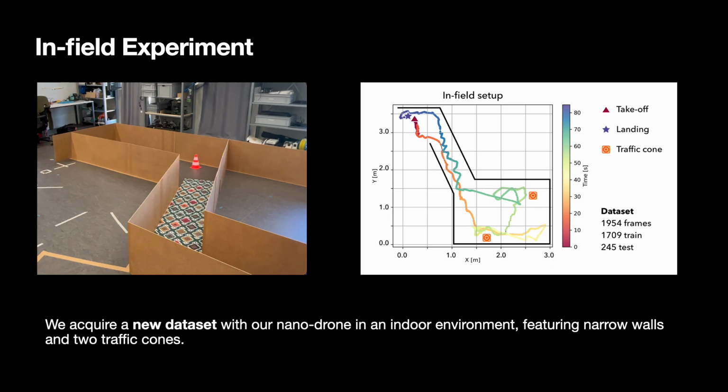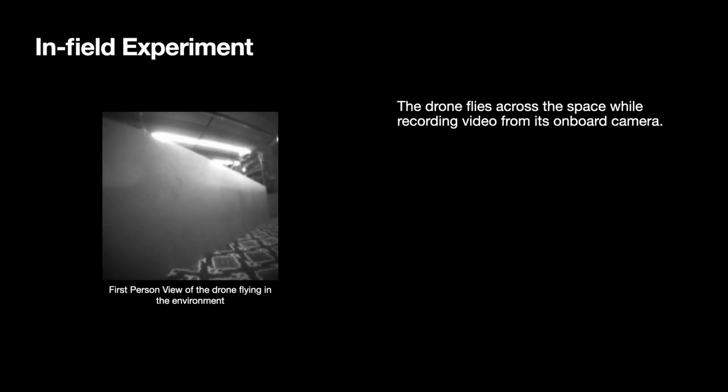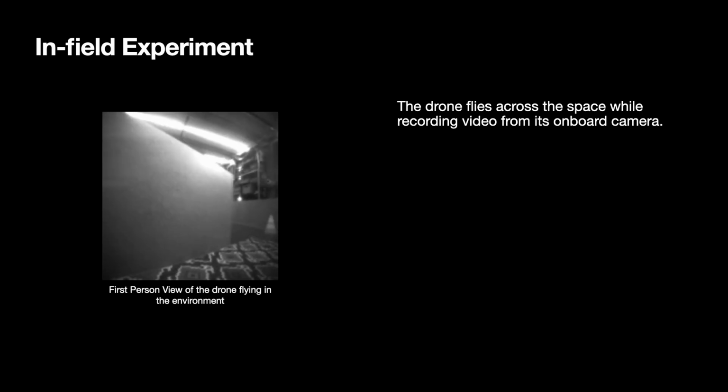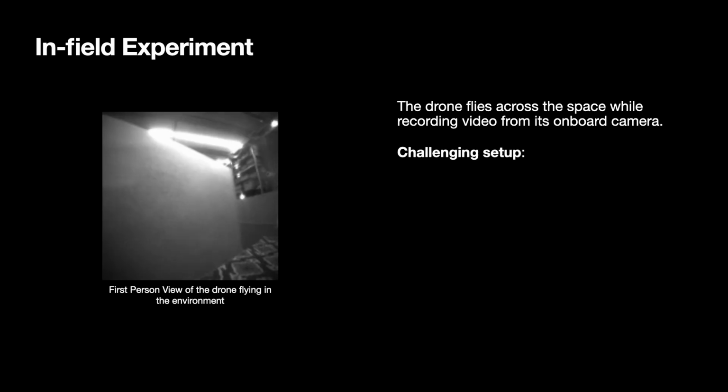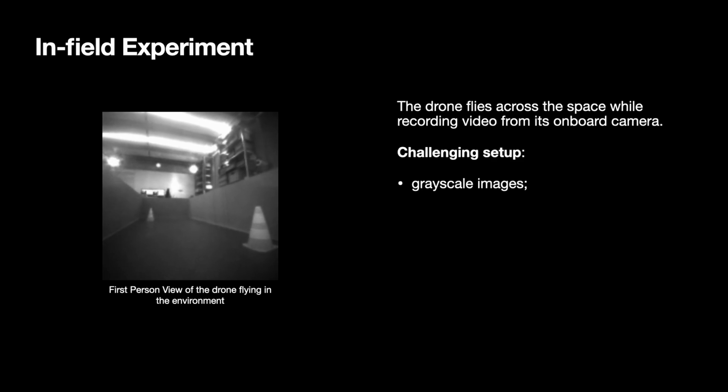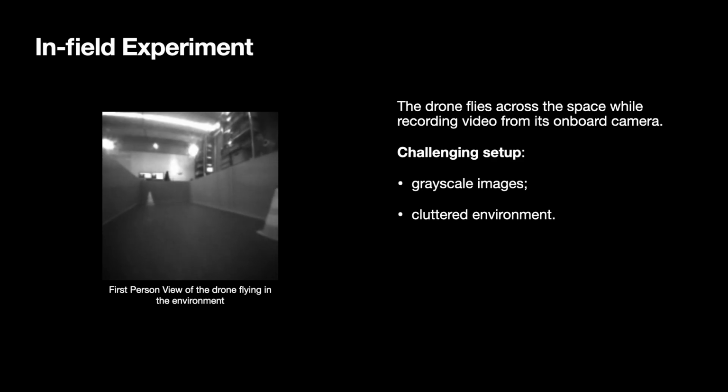We acquire a new dataset with our nano-drone in an indoor environment, featuring narrow walls and 2 traffic cones. The drone flies across the space while recording from its onboard camera, its first-person view shown on the video. It is a more challenging setup than the Lego, as the images are grayscale instead of RGB and the environment is cluttered.